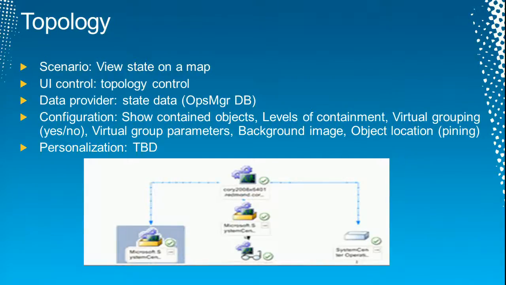Here's a different topology type control. Topology control. This one will probably look familiar to you if you use Operations Manager 2007. It's just like the diagram views you already have in there, but you'll be able to add those into a container, and use this widget in a container to actually put them on a dashboard. This uses data from the Operations Manager database. And as you can see, there's quite a lot of configuration information on this. You'll be able to show the contained objects, levels of containment, and virtual grouping. You can change the background image, which you couldn't do previously. And then again, personalization options are still to be decided.